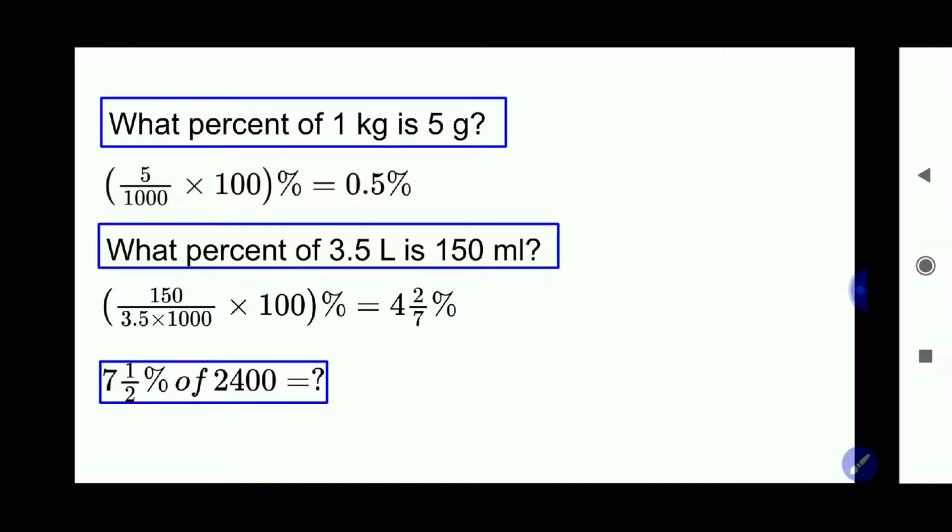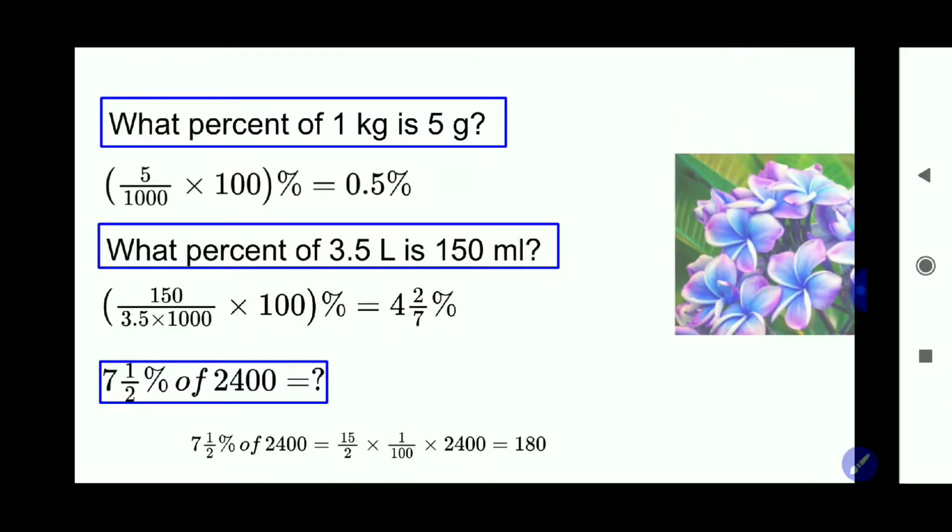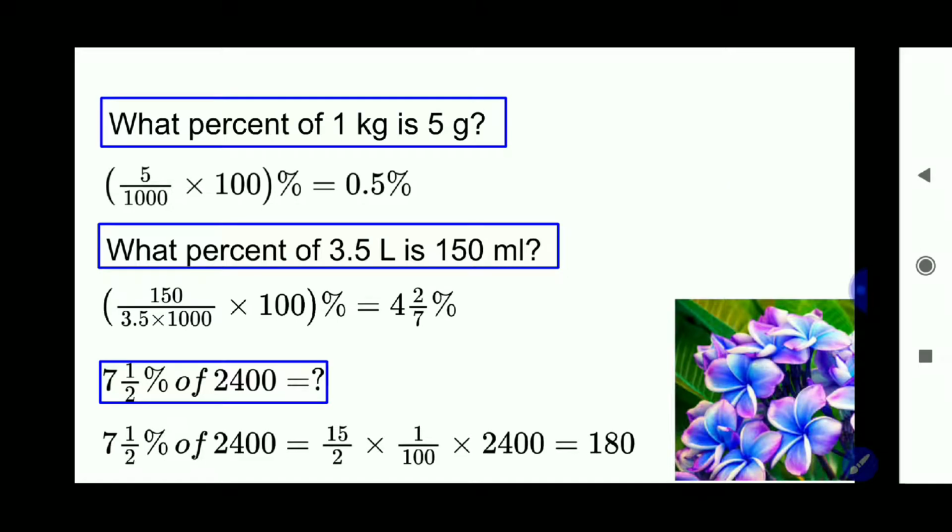7.5 percent of 2400 is equal to how much? Observe the question. Very easy. 7.5, that means 15 by 2. Percentage means into 1 by 100. Of means into 2400. That means the question became 15 by 2 into 1 by 100 into 2400. Its answer is 180.